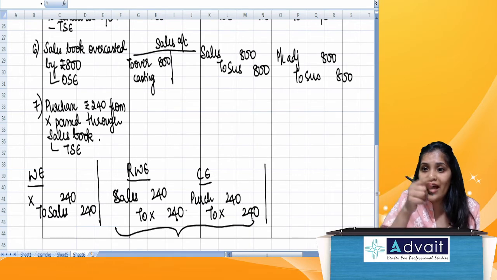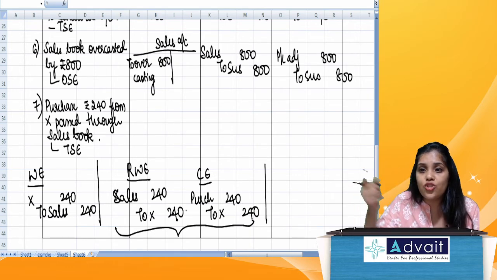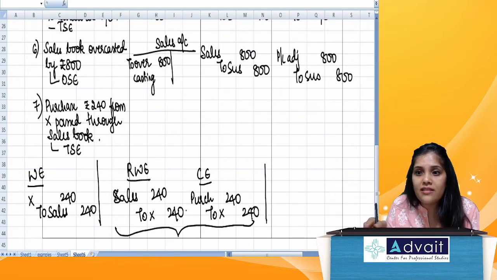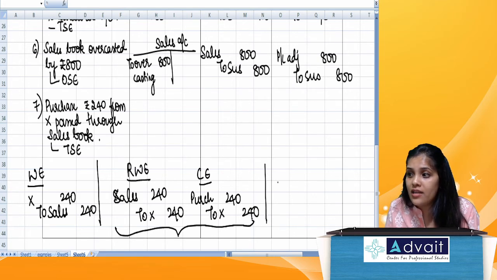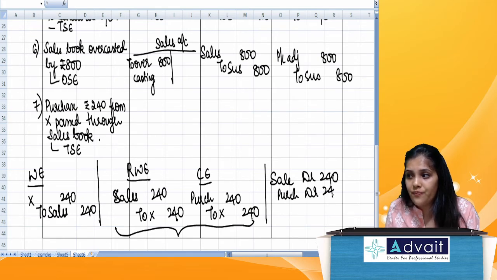See, in that case, cash was getting cancelled. Then it was drawing to rent. But here nothing is getting cancelled. So my entry will be sale debit 240, purchase debit 240, to X 480.